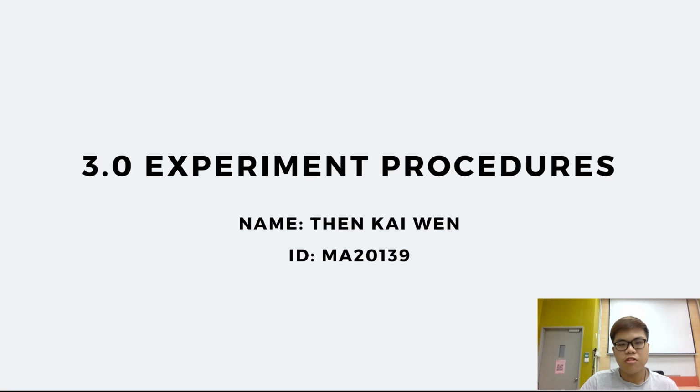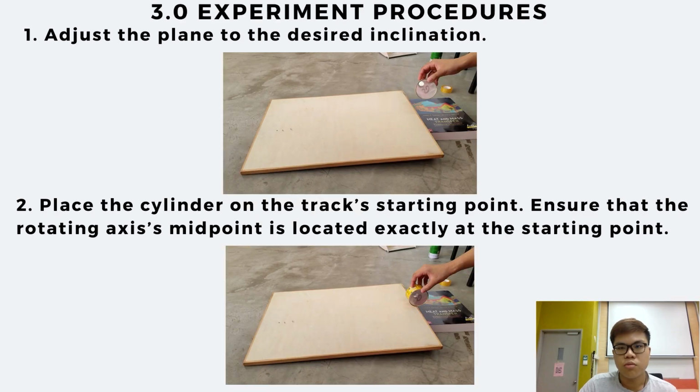Good day everyone, my name is Tan Kai Wen, ID BMM2521, and today I'll be presenting the experimental procedures for Lab 9. For the experimental procedures, we start off by adjusting the plane to the desired inclination as shown in the first figure. Next, we place the cylinder on the track starting point, and we have to ensure that the rotating axis midpoint is located exactly at the starting point as shown in the second figure.